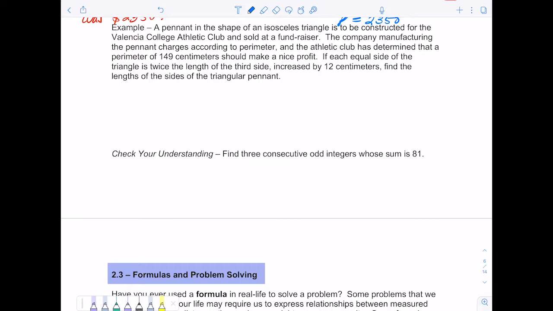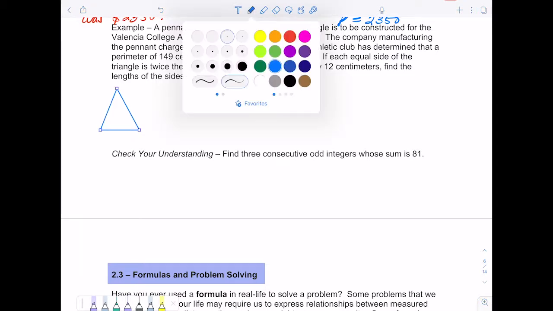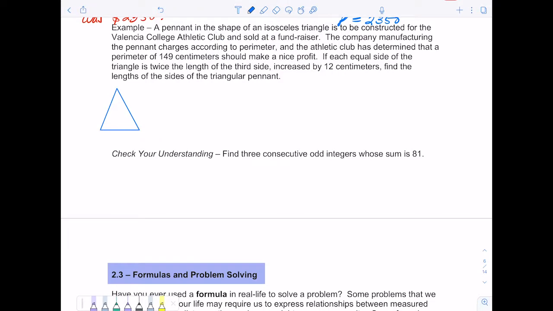So first of all, we've got an isosceles triangle. And if you remember back in geometry, an isosceles triangle is a triangle that has at least two equal sides. So I'm going to pretend that this side and this side are the equal sides, and the one that I didn't mark is just your third side. It says if each equal side of the triangle is twice the length of the third side. Do we know how long the third side is? No? Okay, so we're going to call that n this time. We'll change up letters.